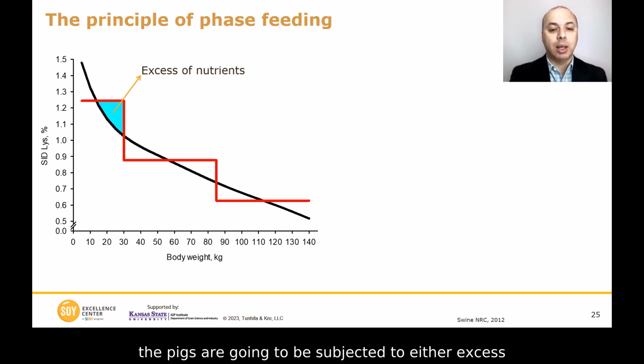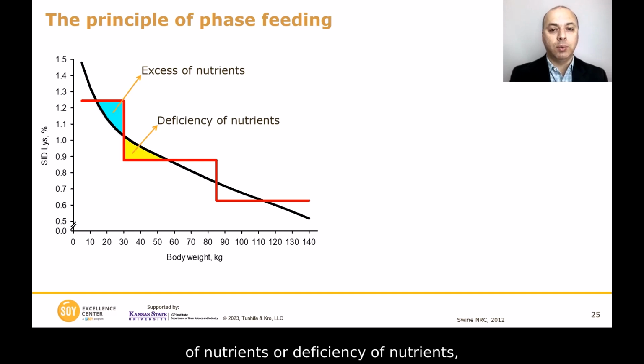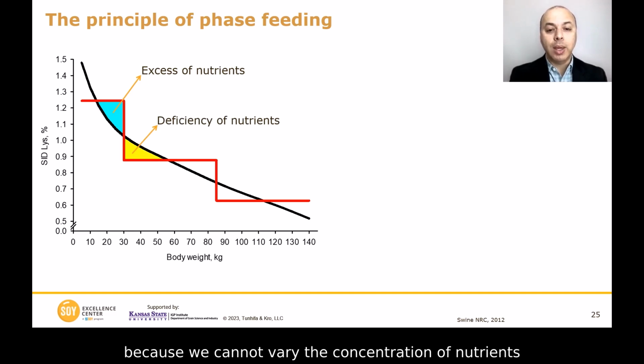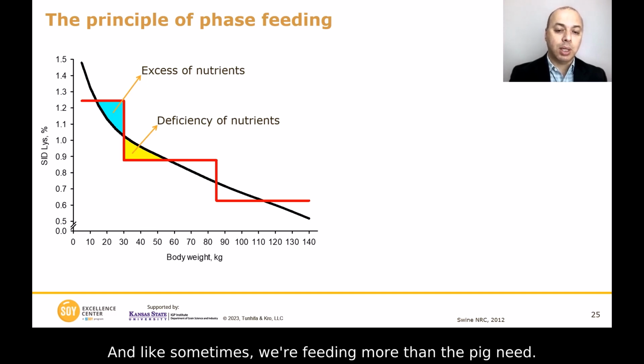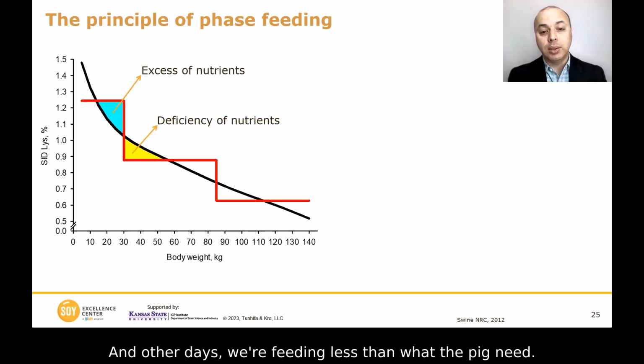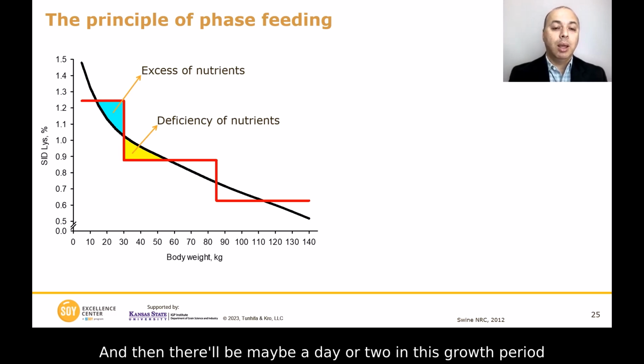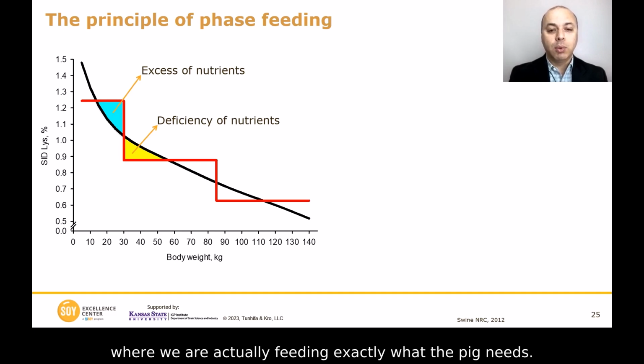What we have here is that at some point in time, or most of the time, the pigs are going to be subjected to either excess of nutrients or deficiency of nutrients, because we cannot vary the concentration of nutrients in the diet on a daily basis, whereas the pig is growing on a daily basis. And therefore we enter in this conundrum, where sometimes we're feeding more than the pig needs, and other days we're feeding less than what the pig needs, and then there'll be maybe a day or two in this growth period where we are actually feeding exactly what the pig needs.